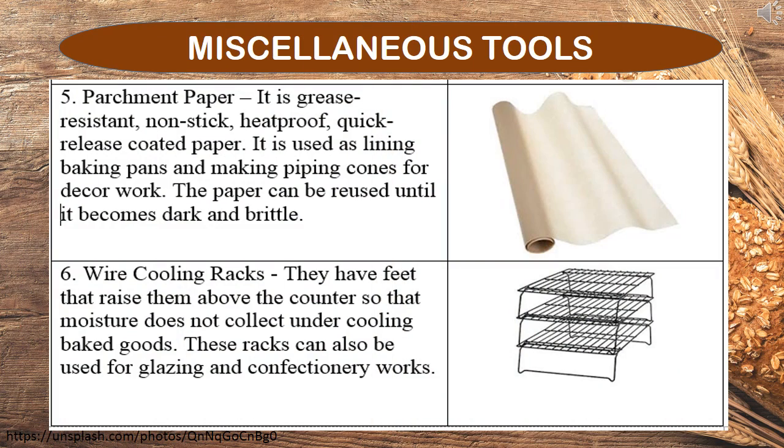Parchment paper. It is grease-resistant, non-stick, heat-proof, quick-release coated paper. It is used for lining baking pans and making piping cones for decor work. The paper can be reused until it becomes dark and brittle. Wire cooling rack. They have feet that raise them above the counter so that moisture does not collect under cooling baked goods. These racks can also be used for glazing and confectionery works.